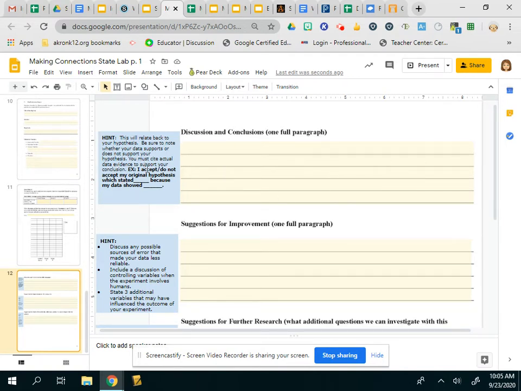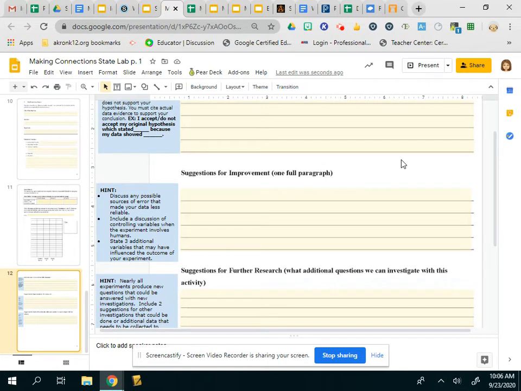I accept or I do not accept my original hypothesis, which stated if you rest before squeezing a clothespin, then you can squeeze it more times in a minute. Or you would put in this blank, if you exercise before squeezing a clothespin, then you can squeeze it more times in a minute because my data showed, and then you would explain what your data showed. And I can't even give you a hint on that because it's different every year that we do this. So that's how you want to answer the discussion and conclusions question.